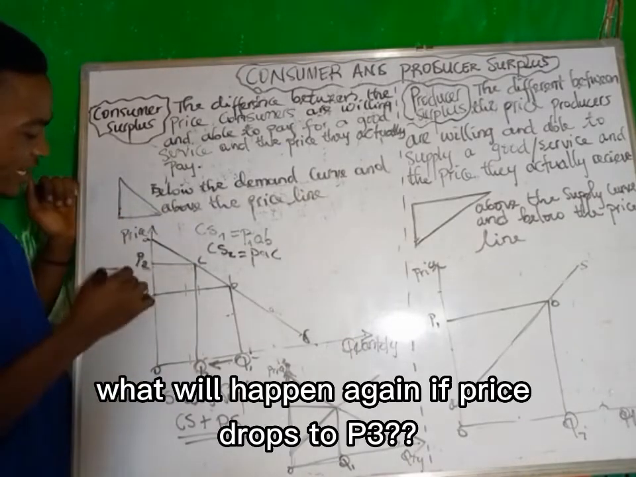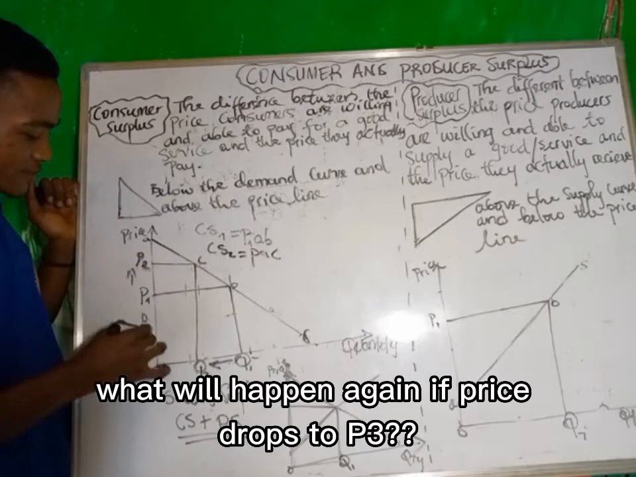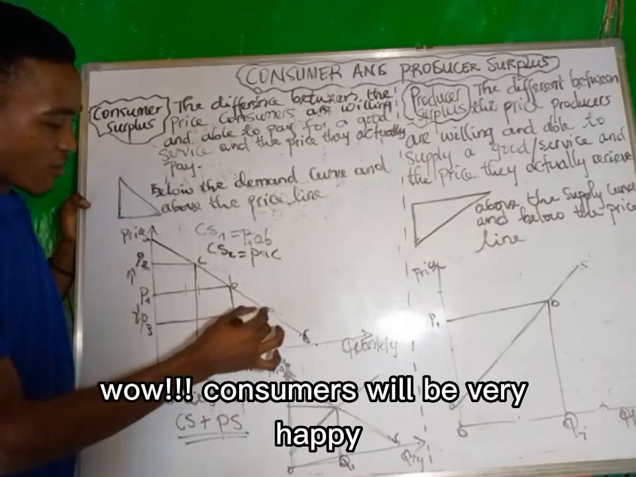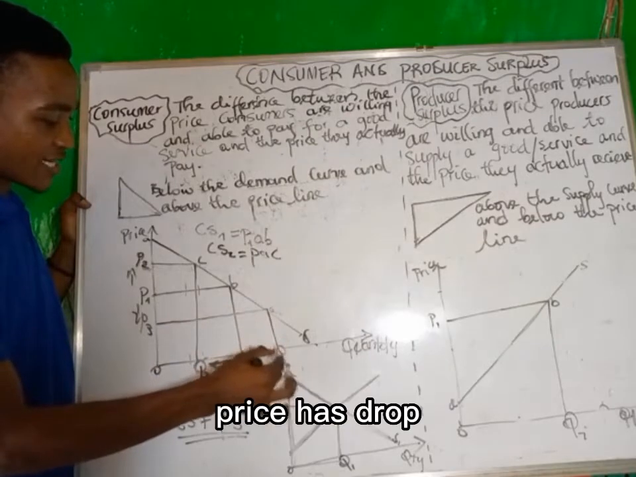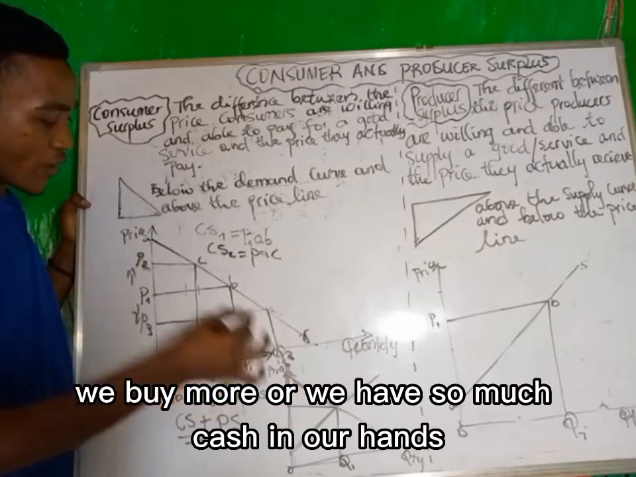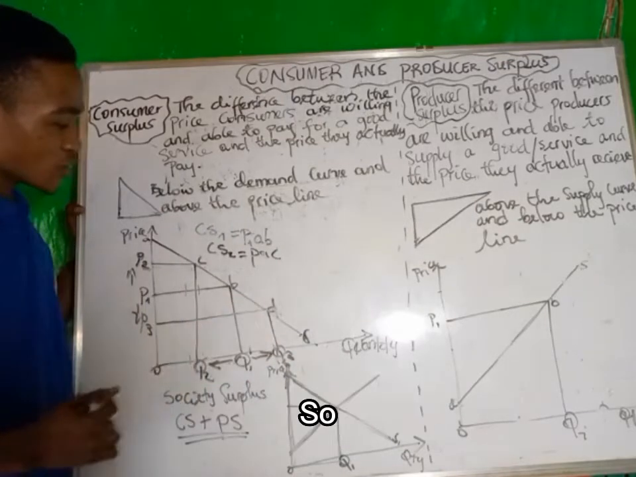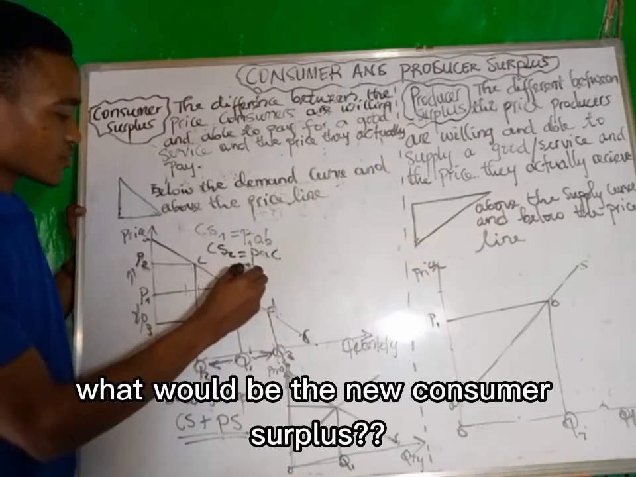So what will happen again if the price drops to P3? What will be the consumer surplus? Consumer surplus will increase. Wow, consumers will be very happy. The price has dropped, we buy more, or we have so much cash in our hands. So let's say this is D. So what will be the new consumer surplus?